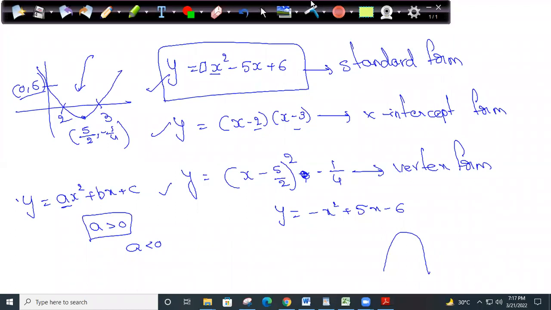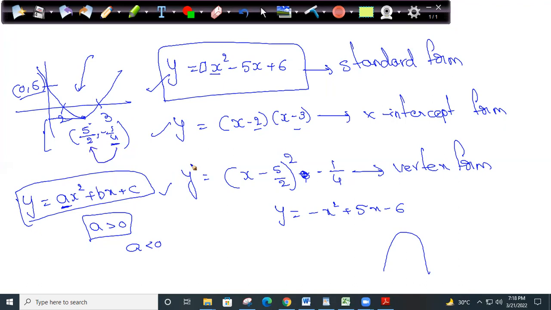So we have 2 types of parabola. In standard form, what is the significance of a? It is the coefficient of x square. What does this represent? This represents whether the parabola is upward or downward. As I said, we have 2 types of parabola, right? If I have a parabola upwards, what can happen? Definitely it will have a minimum value, meaning the parabola cannot go below this point. What is that minimum value? Minus 1 by 4. Where does the minimum value occur? At 5 by 2.